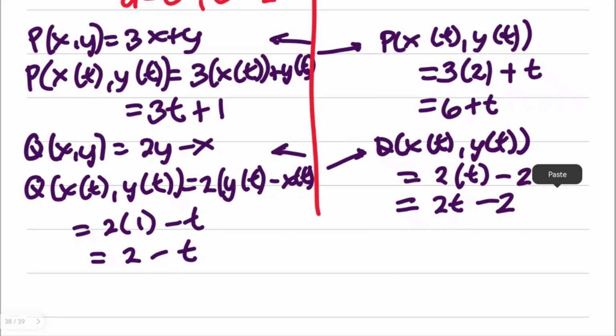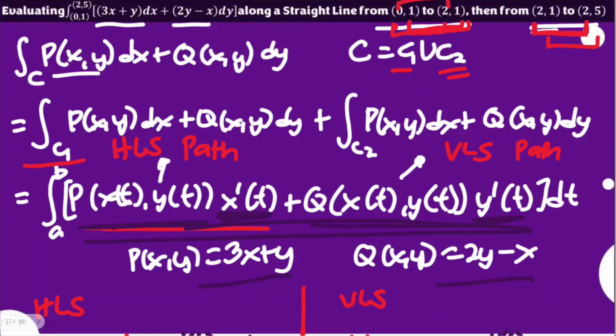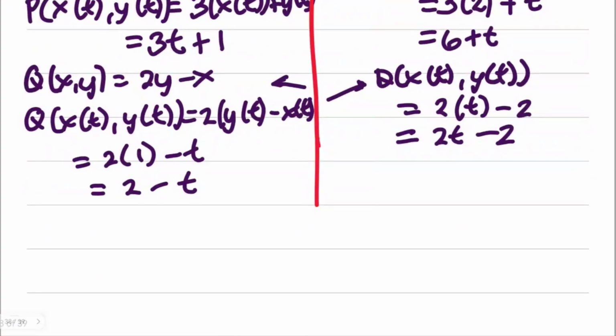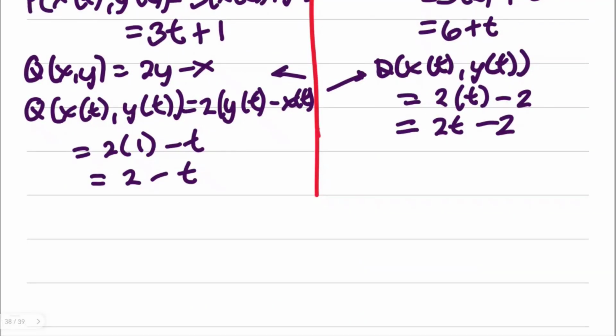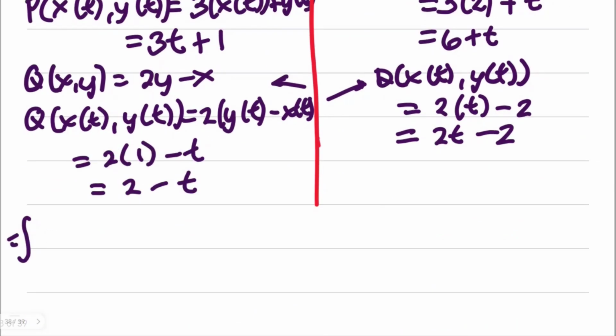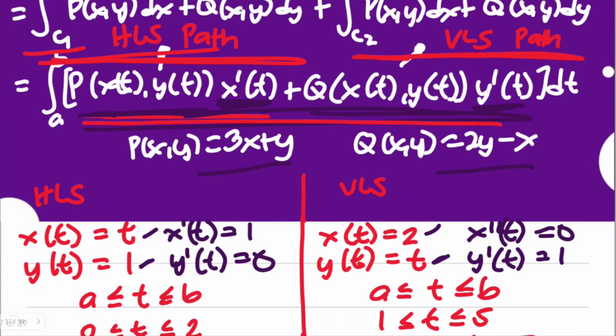Okay, so we now have these two forms, so we're going to solve for each of them separately. The first path is the horizontal line segment path, and we have here the vertical line segment path for the second path, or C sub 2. Okay, so let's start with the first one, the horizontal line segment path. What we need here is the application of this formula entirely. So going back here, this is the integral from a to b, which is 0 to 2, of p of x of t times the first derivative of x of t.